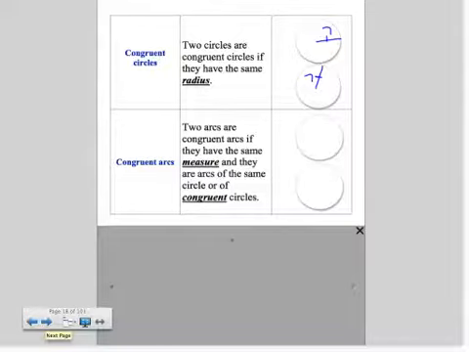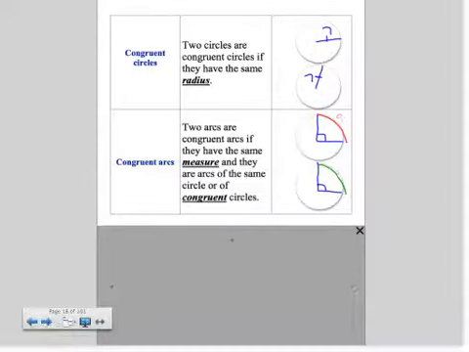Okay, two arcs are congruent if they have the same measure and both of the circles are congruent. So in other words, if I tell you, hey, this is a 90-degree angle and this is a 90-degree angle, and I say, okay, determine whether or not the red arc is congruent to the green arc. Well, there's not quite enough information here.